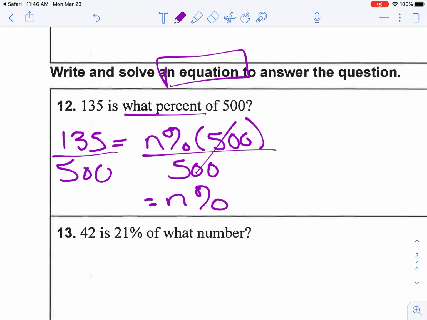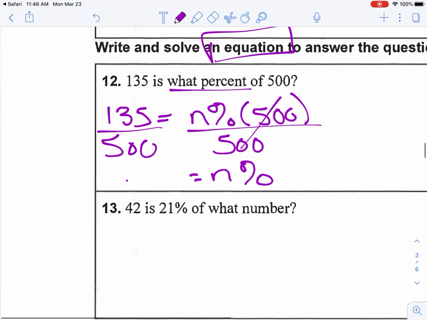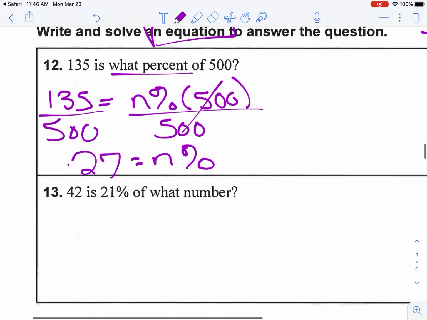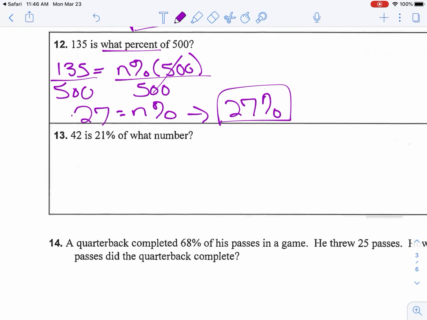what percent by itself. Now remember, these are the tricky ones. This is going to come out as a decimal. You'll have to turn it into a percent. So 135 divided by 500, and your calculator says 0.27. That's not your answer. Change that into a percent. 0.27 is 27%. Okay.